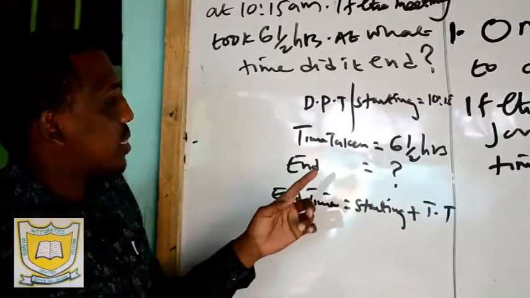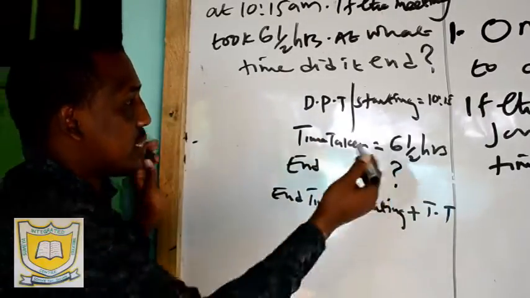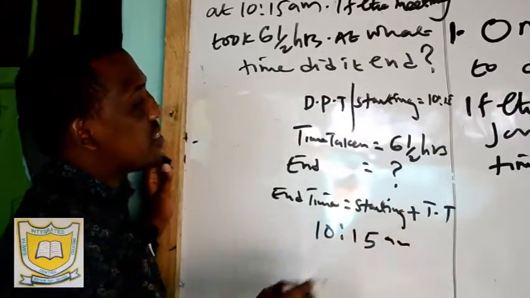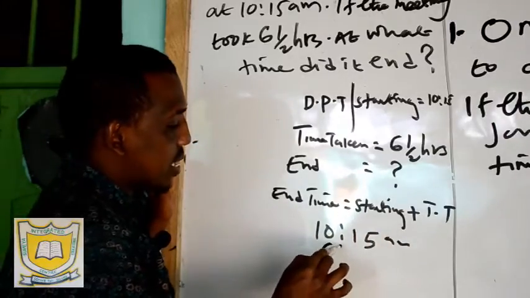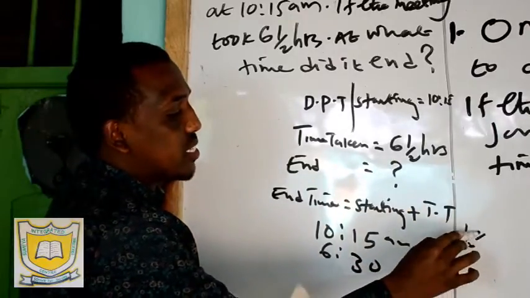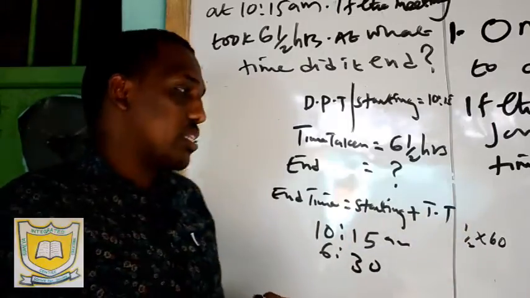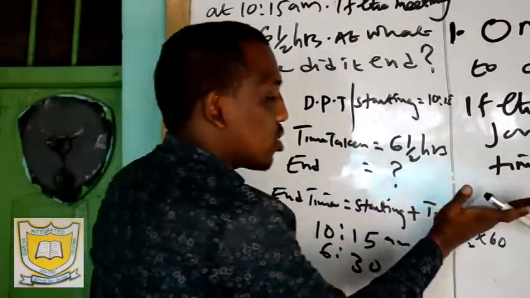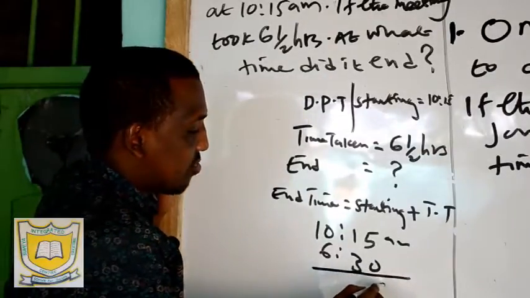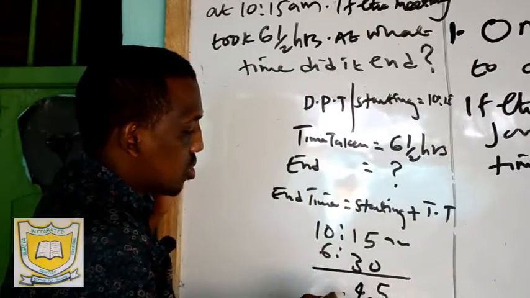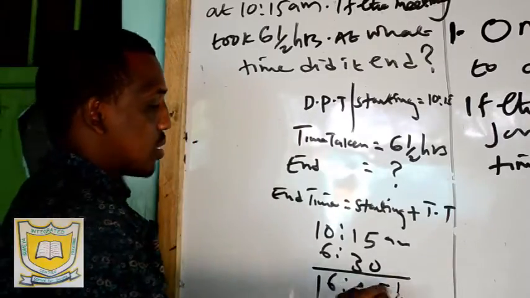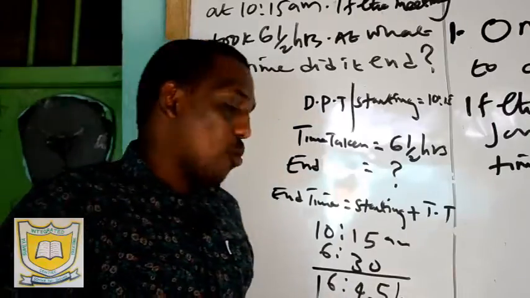So starting time was 10:15. The meeting began 10:15 a.m. in the morning and took 6.5 hours. Half is 30, because 1 hour has got 60 minutes, so 1 by 2 is 30. So we add now: 10 plus 6 is 16, and 15 plus 30 is 45. So 16:45 hours. This one is in the 24-hour clock system now.